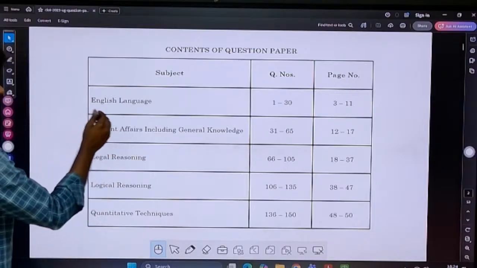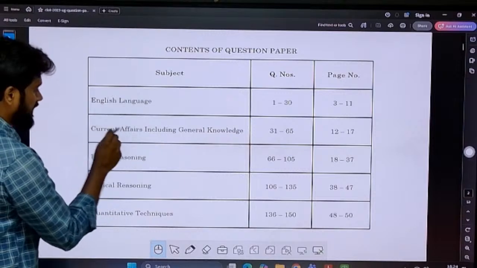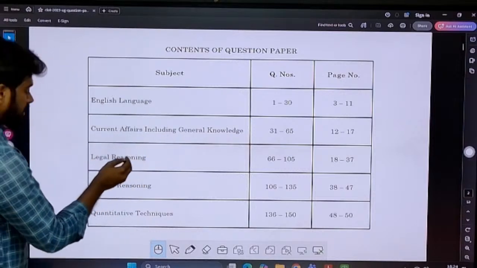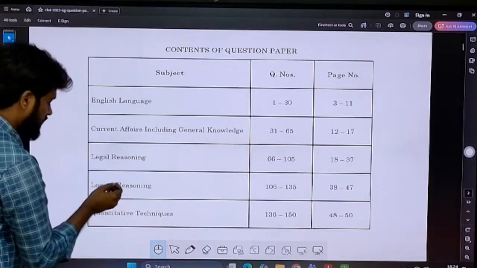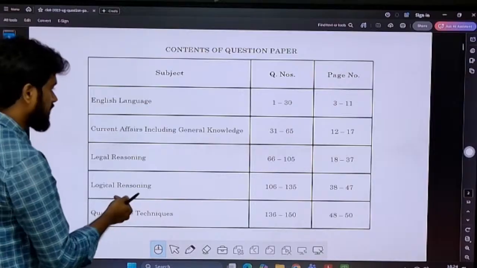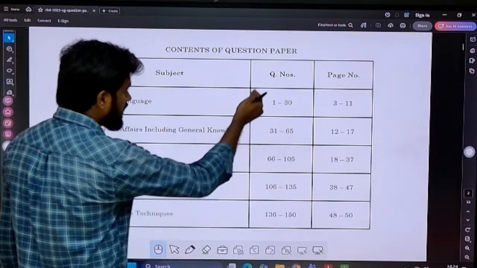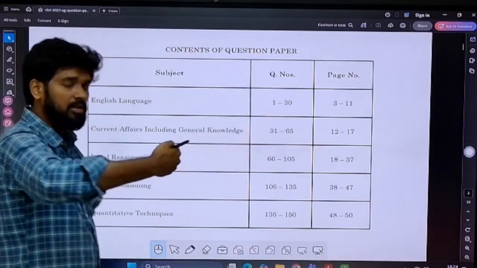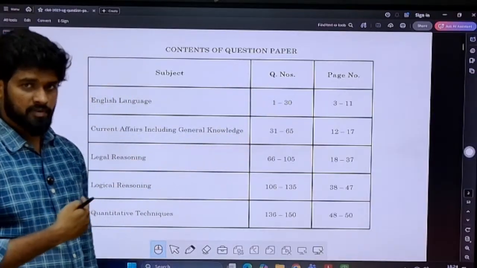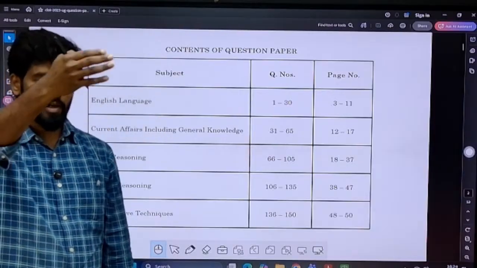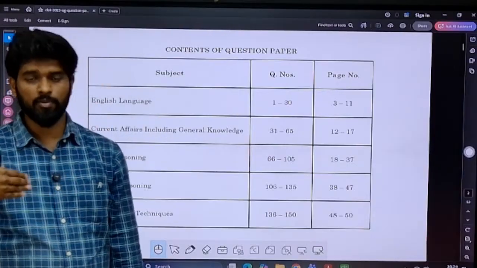The first one is English language. The second one is current affairs, including general knowledge. The third one is legal reasoning. The fourth is logical reasoning. The fifth one is quantitative techniques, which we call quant. The question numbers are given in the starting page itself, with sections A, B, or part 1, part 2, part 3, part 4, part 5.